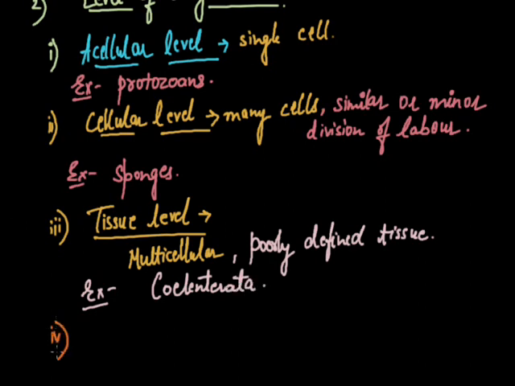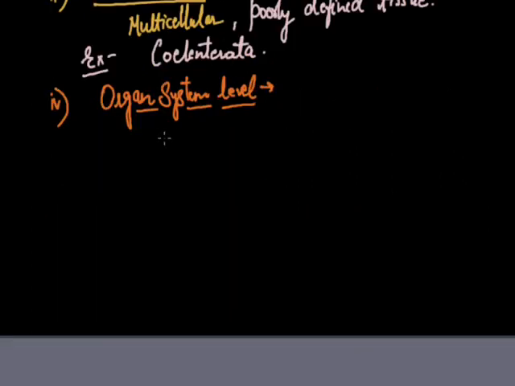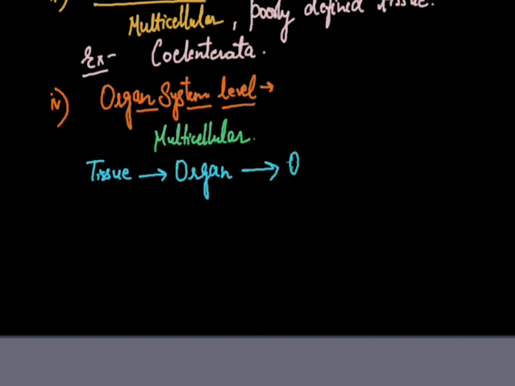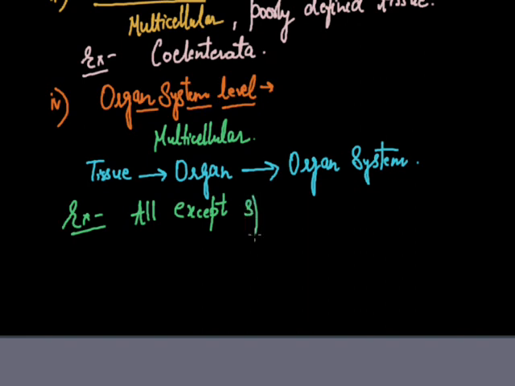The fourth one is organ system level. These are also multicellular, made up of many cells like tissue combined to form organs, and organs combined to form organ systems. A very good example of this is all except sponges and Porifera.